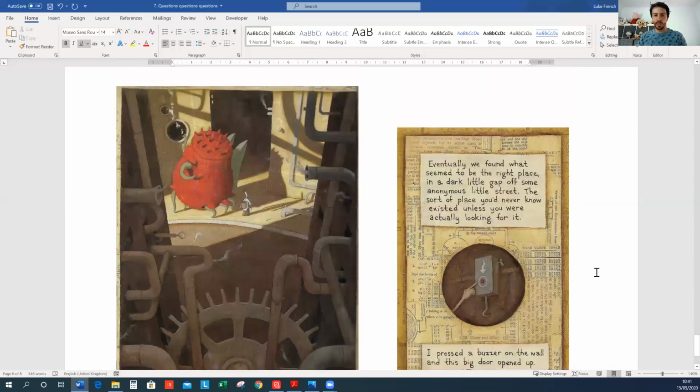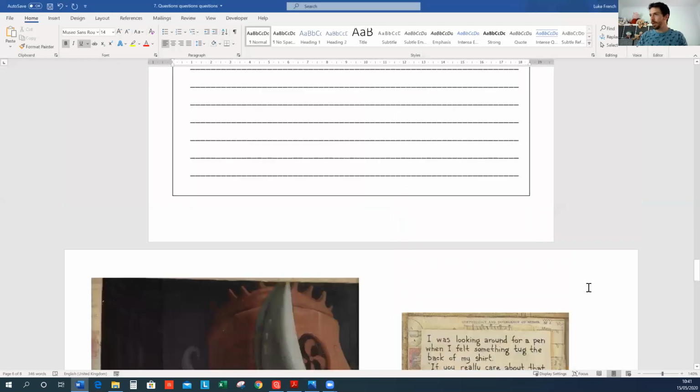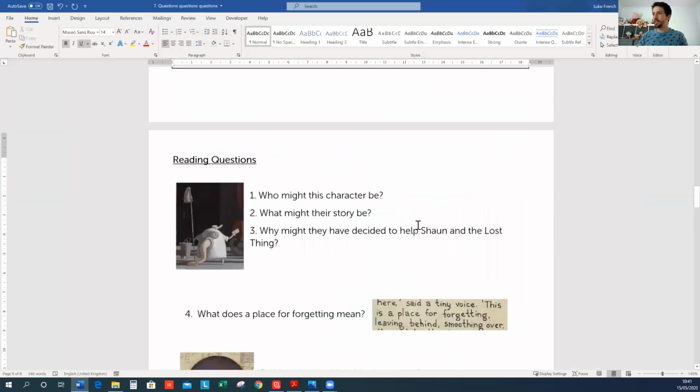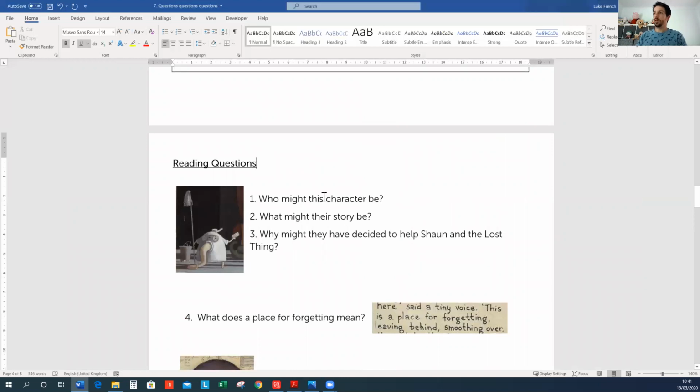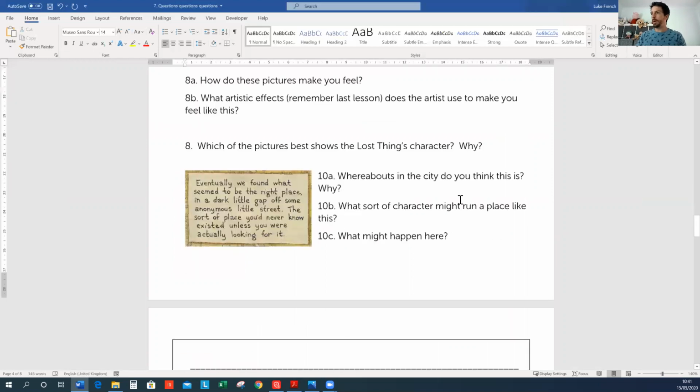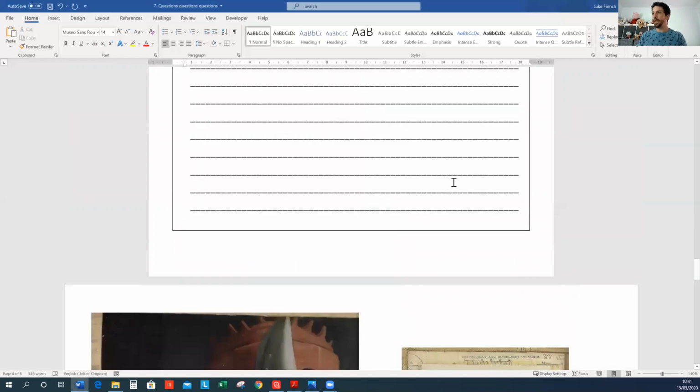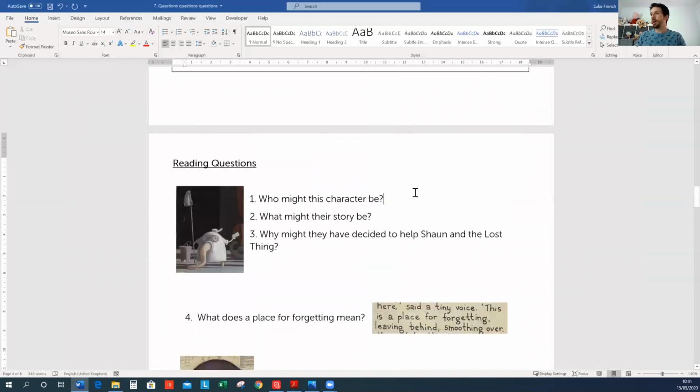So I'm going to stop the story there. I'm going to go back to the reading questions. There's 10 questions. So again, if you're using the computer, you can just type onto these questions. If you're doing pen and paper, I've given you a sheet of lined paper here you can write on. So question 1, who might the character be? And I've given you the picture of that strange creature that came up to them in that big office building of lost things. And then what might their story be?